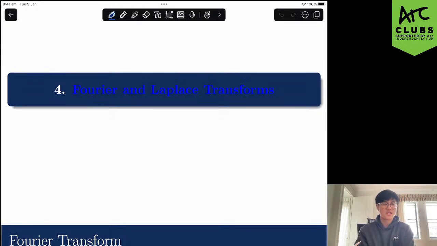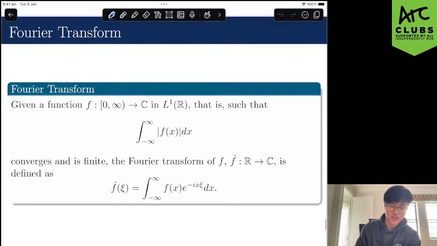And for this last little bit, it isn't too much. So Fourier and Laplace, we're literally just going to look at the formulas for both of them and also the inverse, and just how to apply these formulas and when to use them. So let's get started with the Fourier transforms then.